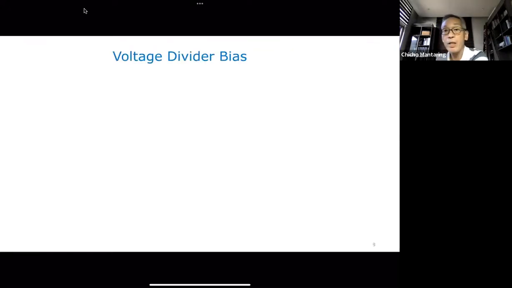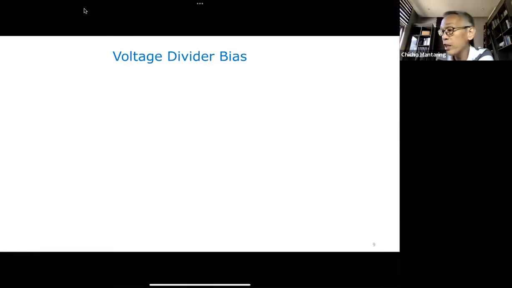Okay. The third biasing scheme, which we're going to study, by the way, there are a lot of biasing schemes available. We're only going to take up 3, although in your exercises you might end up encountering more biasing schemes. No? The third biasing scheme which we're going to study is what we call the voltage divider bias.